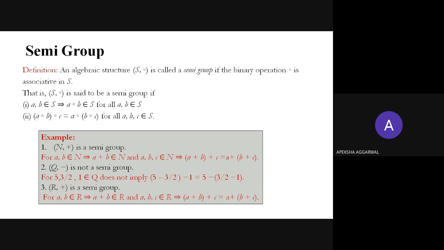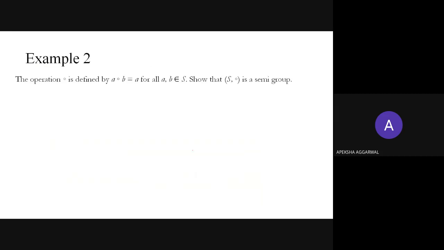Then you have (R, +) is a semigroup. So R is a set of real numbers and over plus operation. So if you add two real numbers, it is closed. Secondly, they are associative as well. Okay. Example, operation is given to you, A O B is equal to A. So this is closed. Yes, this is closed, right? All A O B's are belonging to A itself. Okay. So yes, this is closed.